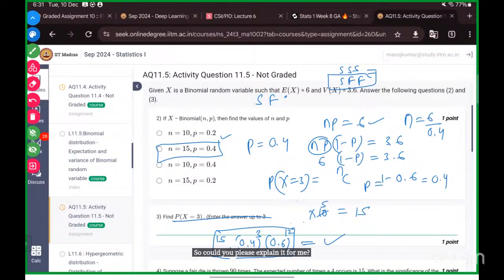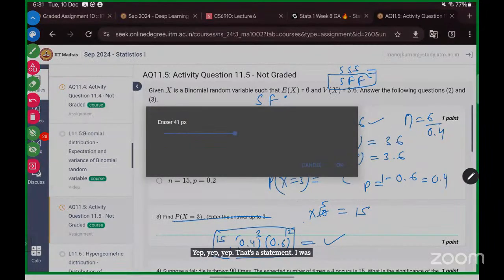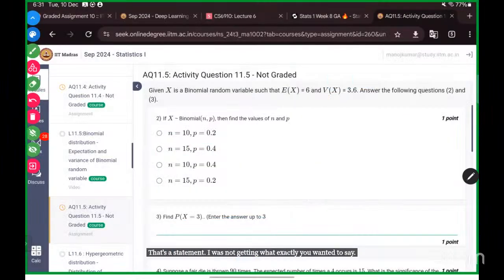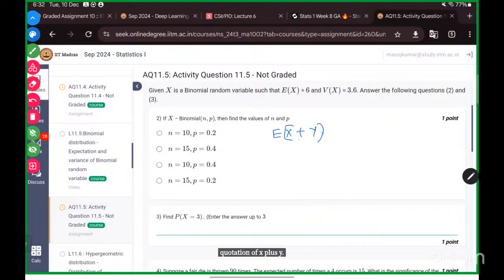I mean that is the statement, right? Yep, that's a statement. I was not getting what exactly it wanted to say. Expectation of X plus Y. Sorry, sir, your voice fumbled. Okay, hello. Yeah, hello.